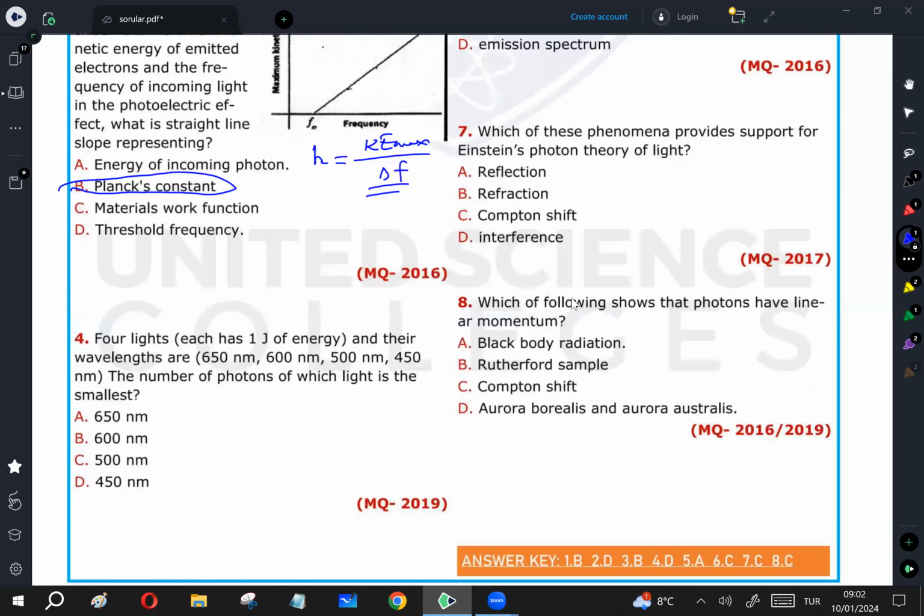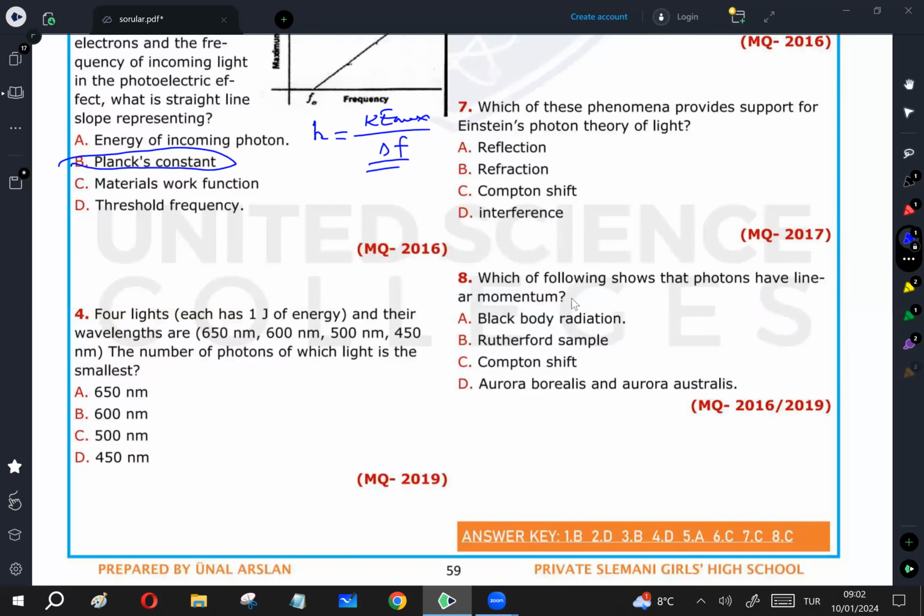And question number 4. For light, each has 1 joule of energy. Total energy of the light is intensity. This is in fact intensity. And their wavelengths are 650, 600, 400, 500, 450. The number of photons of which light is smallest?